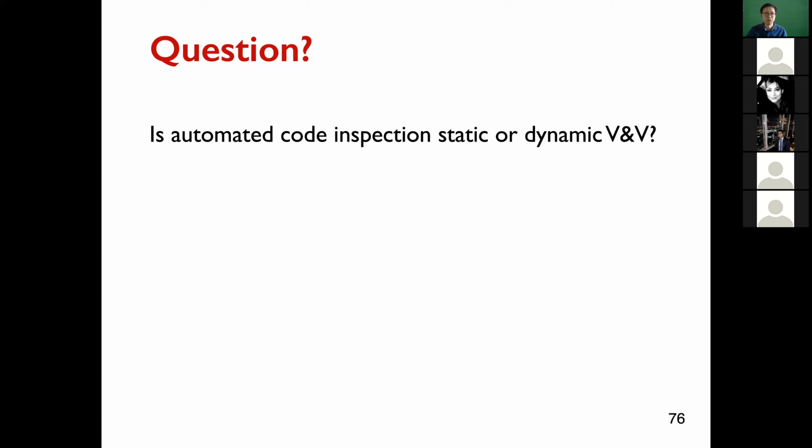Okay, next we will have some exercises, and we will also review the exercises from the last class. But before we go to the next part, let's have a break for 5 minutes. We will come back at 2:35, and also think about this question: is automated code inspection static or dynamic? I'll give the answer after the break. I'll see you at 2:35.